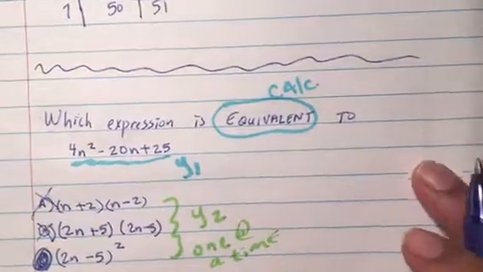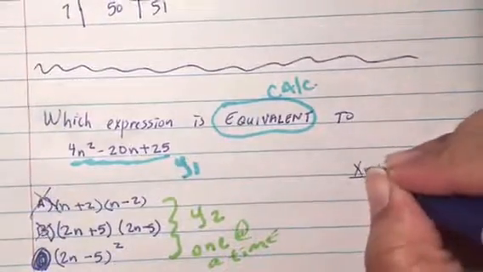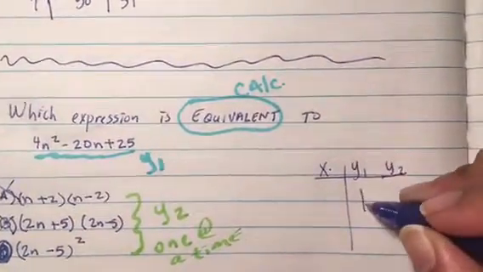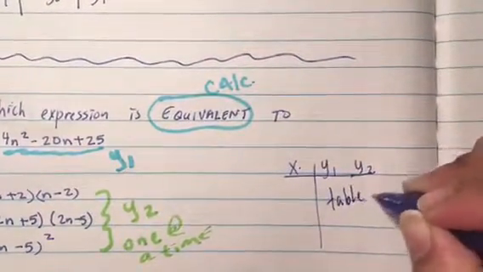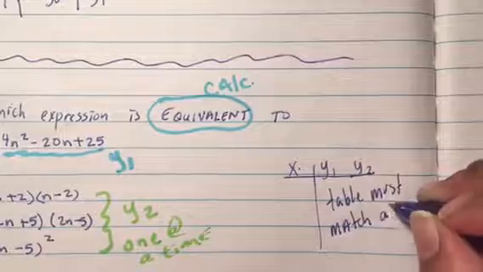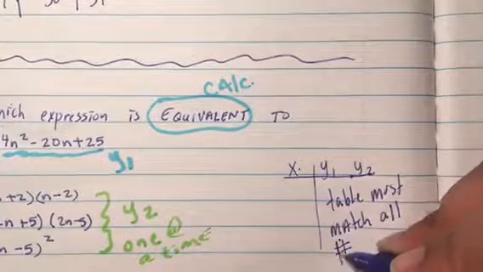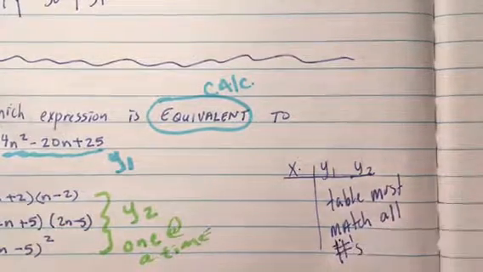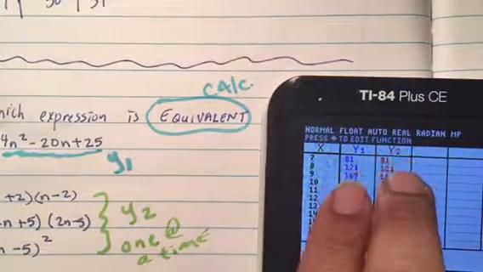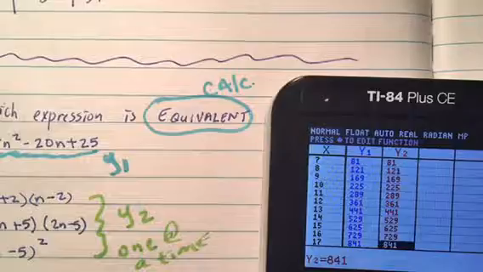Okay, so on this one, you're looking for, so here's x1, y1, and y2. So table must match all numbers. Okay, so again, here it is. All of the red and blue numbers match, so we're good to go, and that's our answer. So that's how you would do that problem.